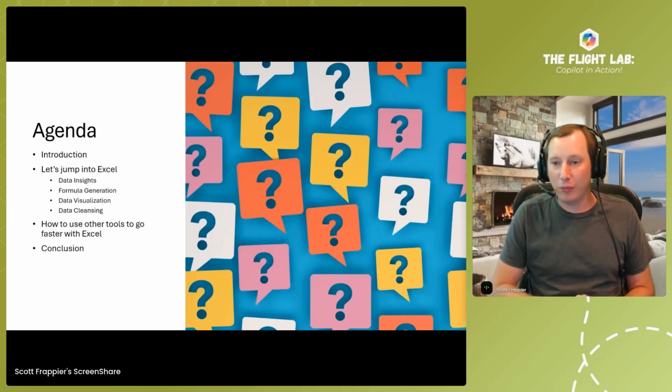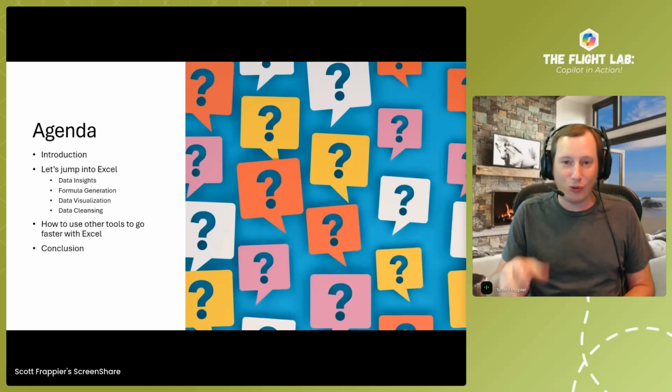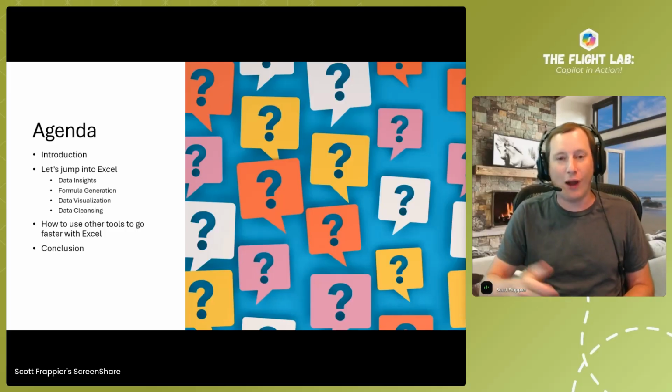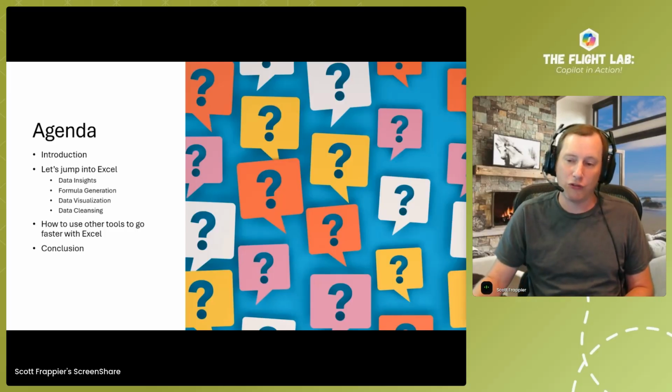So we're going to talk a little bit about that and then obviously have a conclusion so you know what you can tell your leadership team and anyone else that's interacting obviously with Copilot for Excel to really have the reality around this, right?